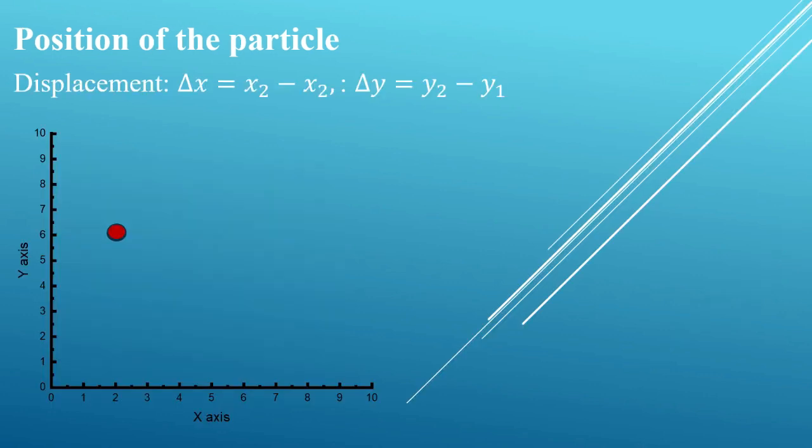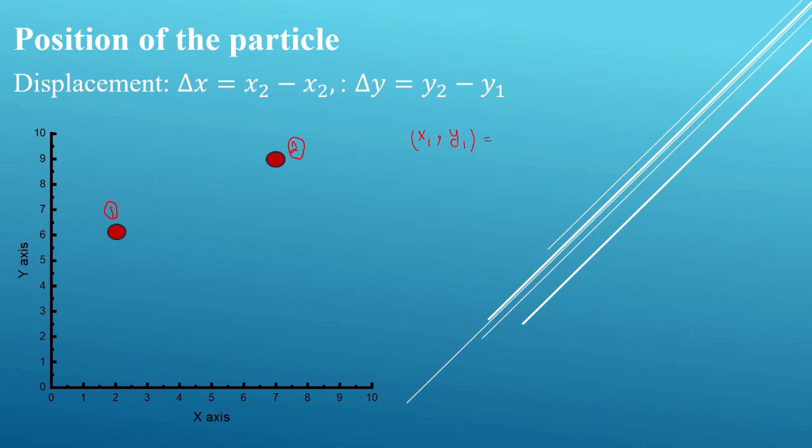Now let's talk about displacement. I have a particle and I'm going to move it from one position to another. If I want to tell you how much it changed, I can calculate the displacement in the x and y axes. How am I going to do that? Let's say the first position was 1, the second position was 2. Let's write down the first position of the particle as x1 and y1, which represents the first position.